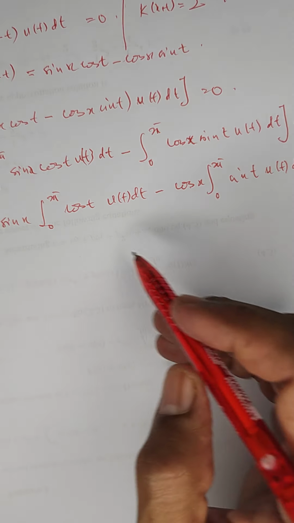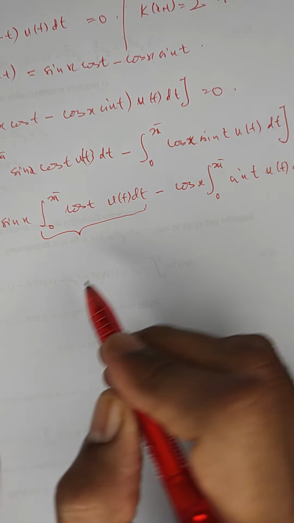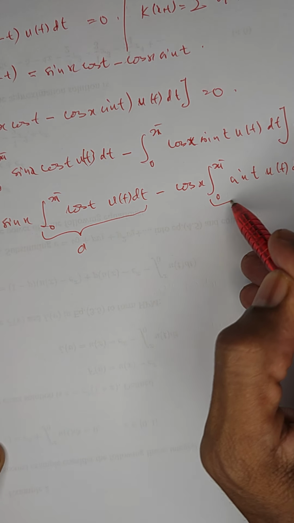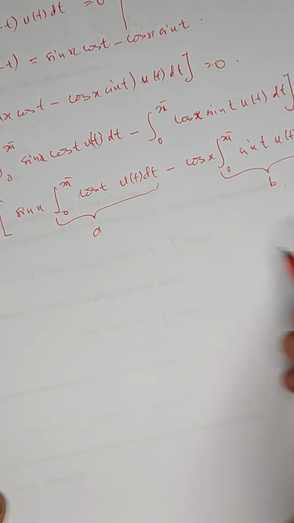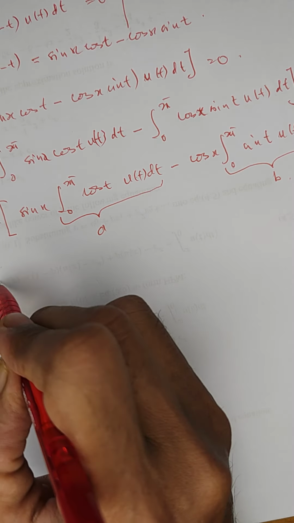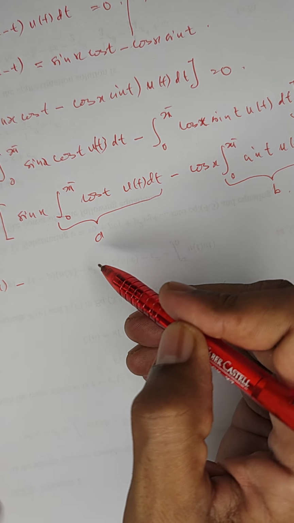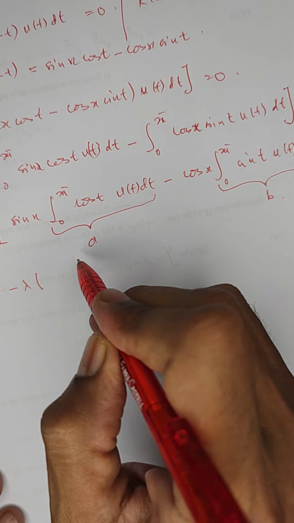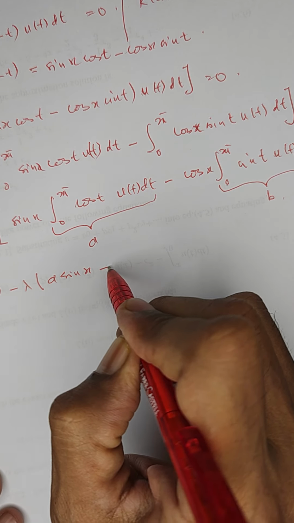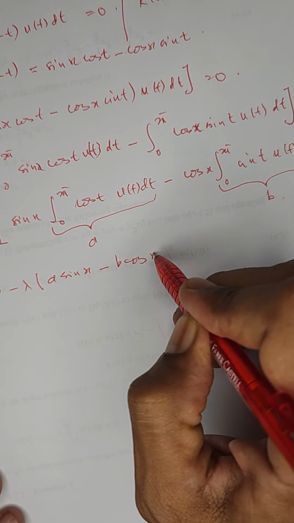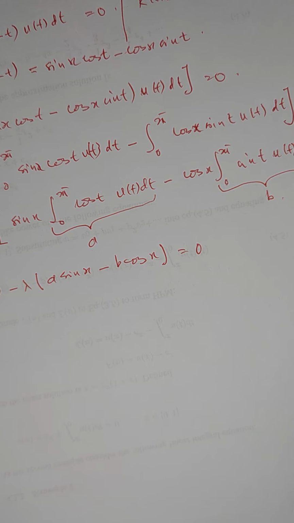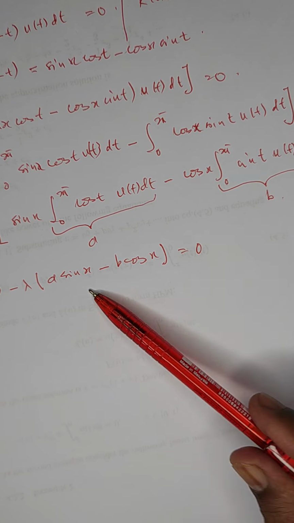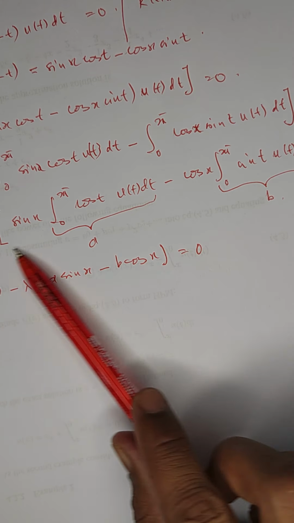All right, now I can let this part be a, then I can let this part equal b. So what we have then is u(x) minus lambda (a sin x minus b cos x) equal to 0. Okay, so now we need to solve this equation.